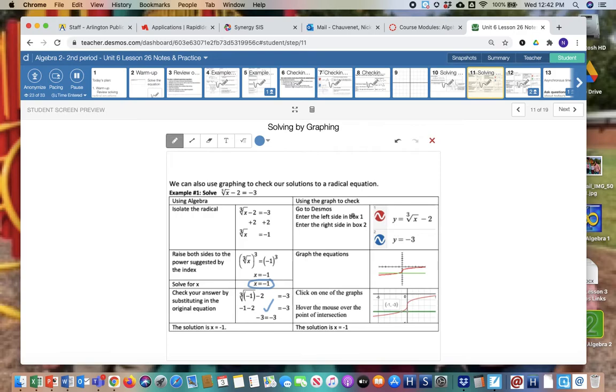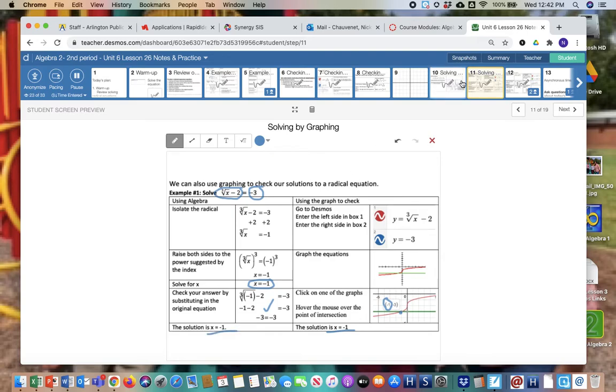Well, now, what do we do to check it in the graph? I'm going to plug the left side of the equal sign, which is this right here, into line 1. Then I plug the right-hand side of the equal sign, which is this right here, into line 2. And then I'm going to look at the graph. Here's the graph. Where do they intersect? Right there. What's that x value at? -1. Oh, look, the solution's -1.